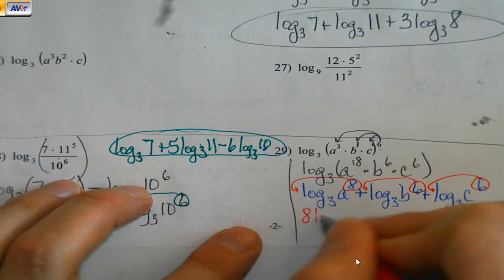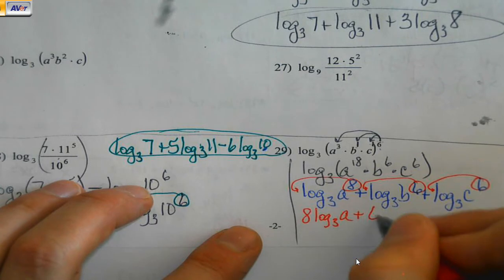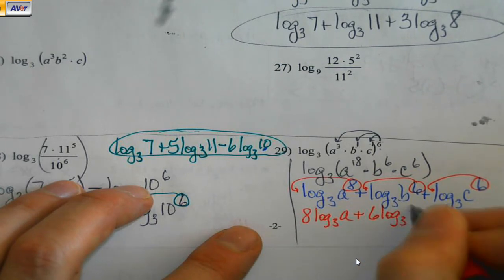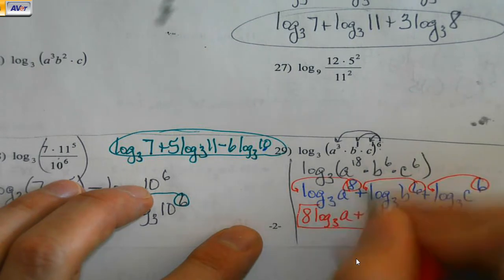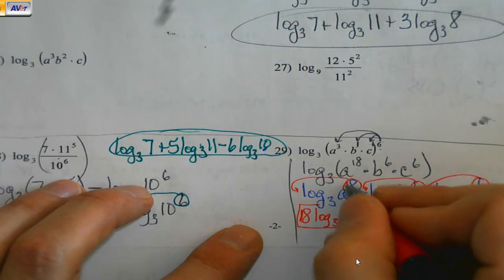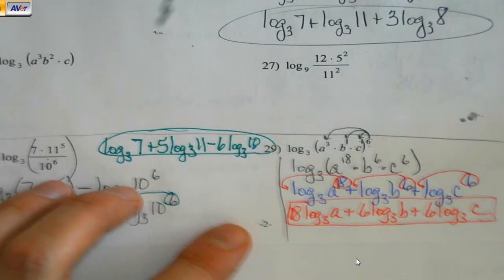So the 8 goes in front. The 6 goes in front. And the 6 goes in front. 18. Thank you. Does help if I actually write the things down correctly when I'm recopying them.